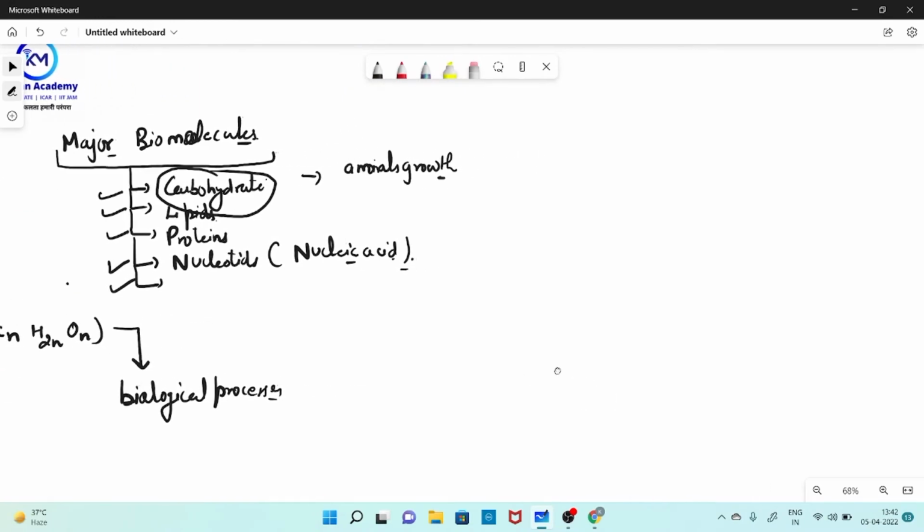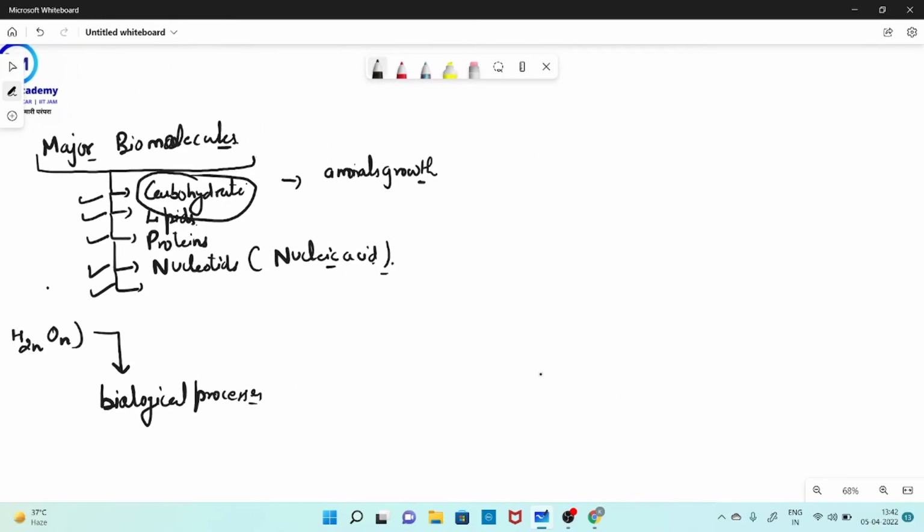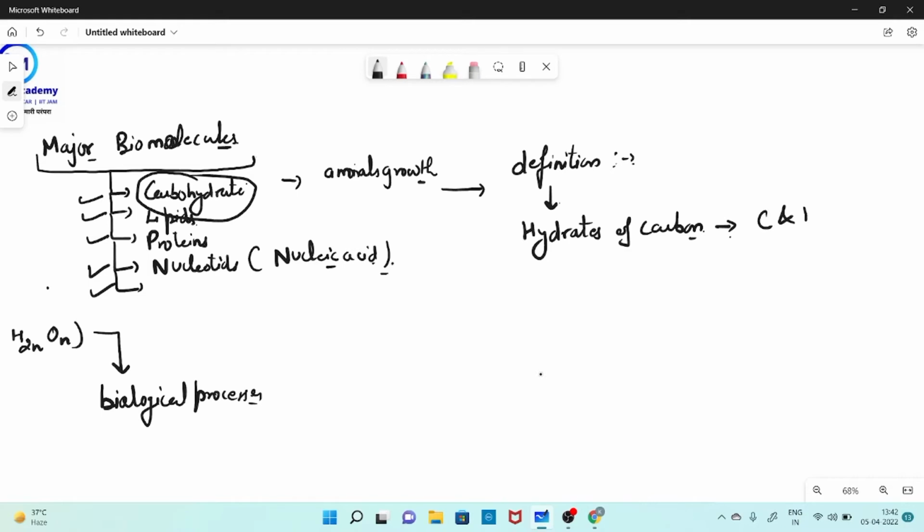First of all, the first thing about carbohydrates is their definition. What is the definition of a carbohydrate? Right? It has multiple definitions. For example, sometimes it is called hydrates of carbon. Hydrates of carbon, due to what? Due to the specific ratio of carbon and water present. Due to this, they are called hydrates of carbon.